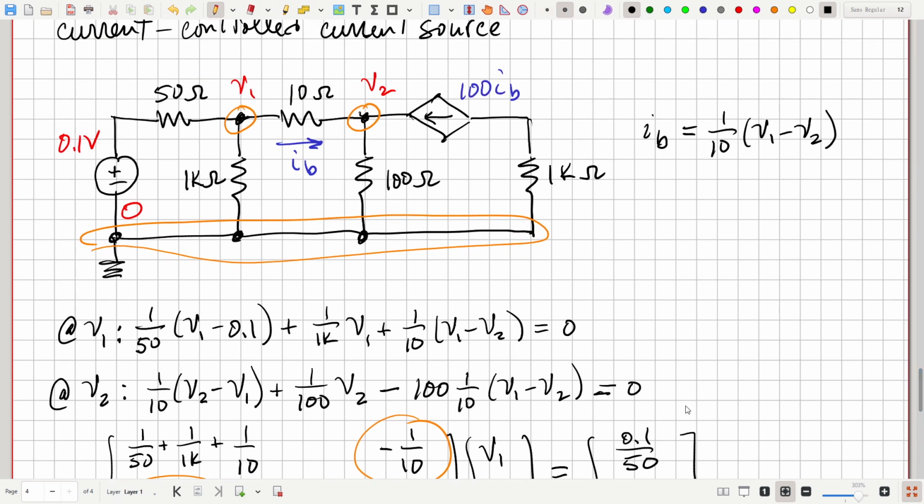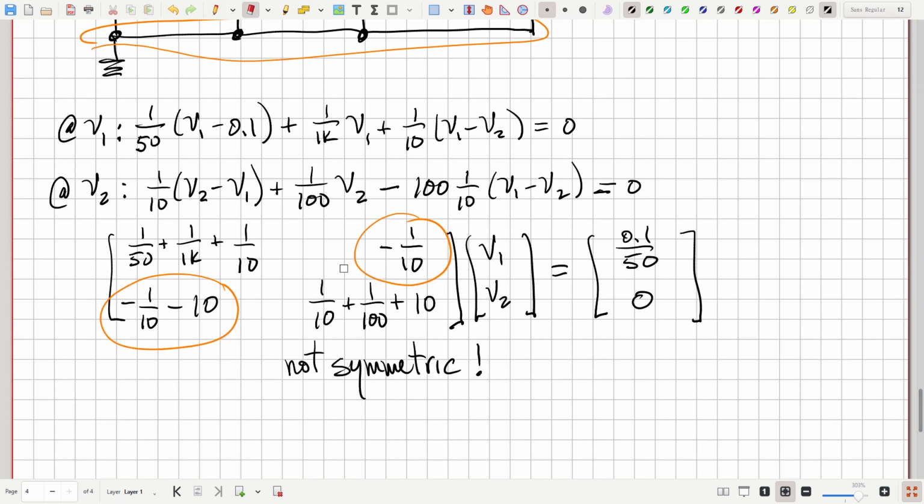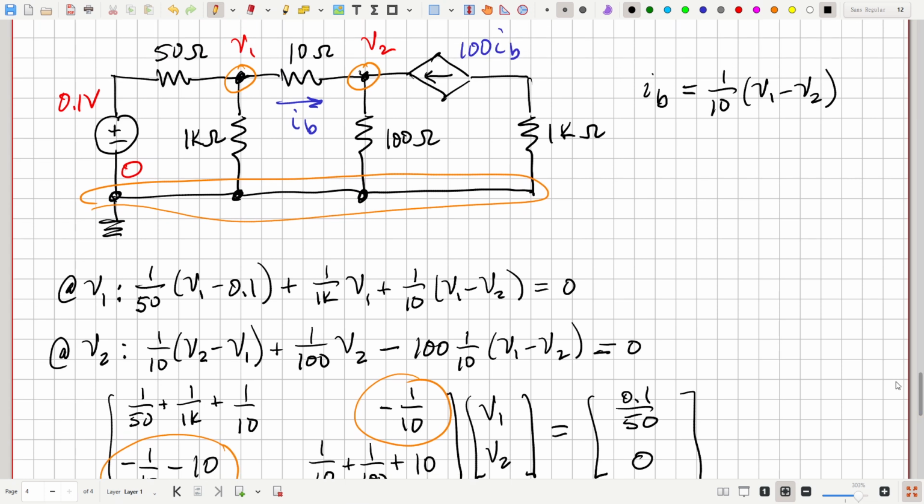And why is that? Because this source here, this current source, its value depends on V1 through this equation. So this causes some mixing up of the equations between the two nodes. And the result is that the G matrix here, the conductance matrix, is no longer symmetric. Okay, so you can go through and solve that and get your V1 and V2, and you solve the circuit.